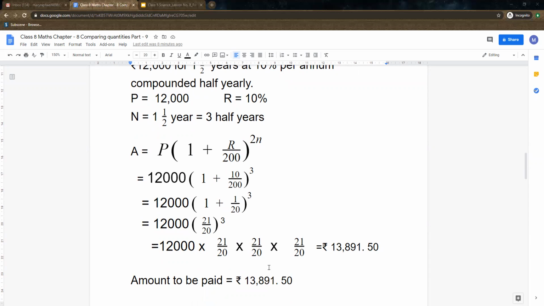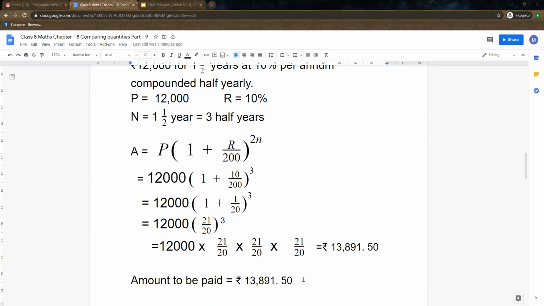Here 3 zeros can be cut, and 2 will cut here, 6 will come, again one more 2 can be cut here, 3 will come. Then the remaining numbers we have to multiply: 21 into 21 into 21, then multiply it by 3, and the remaining answer we have to divide by 2. Then you will get 13,891.50. So this is the amount to be paid after 1.5 years.